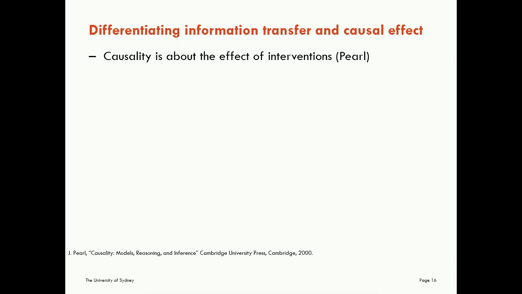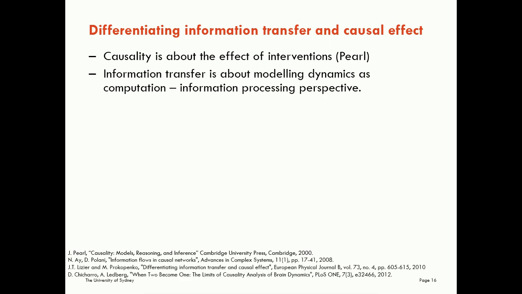Welcome back to our session on measuring information transfer in complex systems. In this short video, we'll consider contrasting the concepts of information transfer and causal effect. So thinking about causal effect, what I mean here is the Pearl view that causality is about the effect of interventions. Information transfer, in contrast, is about modeling the dynamics as computation, taking this information processing perspective. It's a perspective that we're taking here.